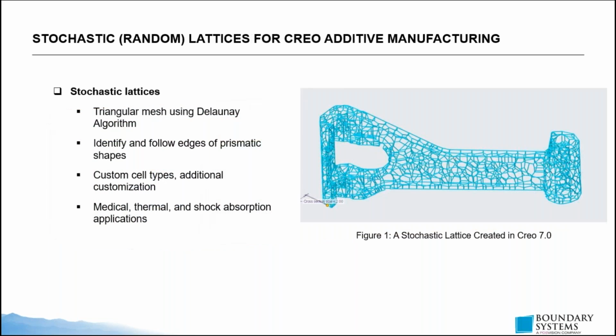So next, we are going to move on and talk about what's new when it comes to additive manufacturing in Creo 7, specifically the stochastic or random lattices and the functionality that's been added to that. And so with regards to stochastic lattices, that functionality was added in Creo 6, and at the time it was added using the Voronoi algorithm, and that still works fine.